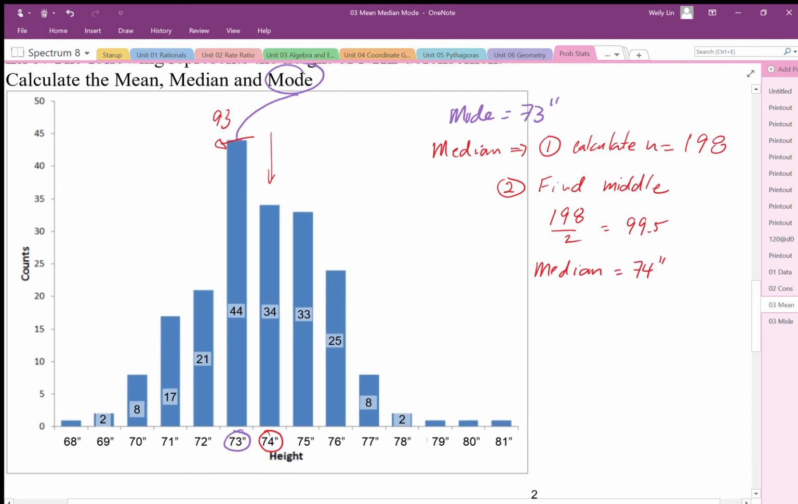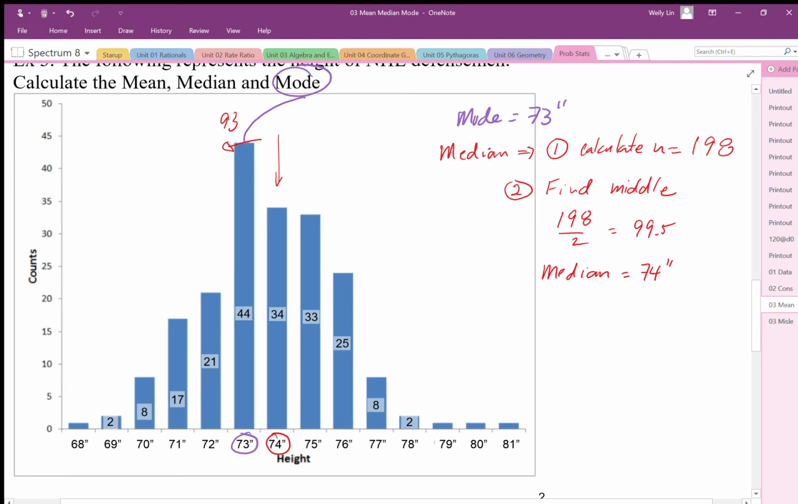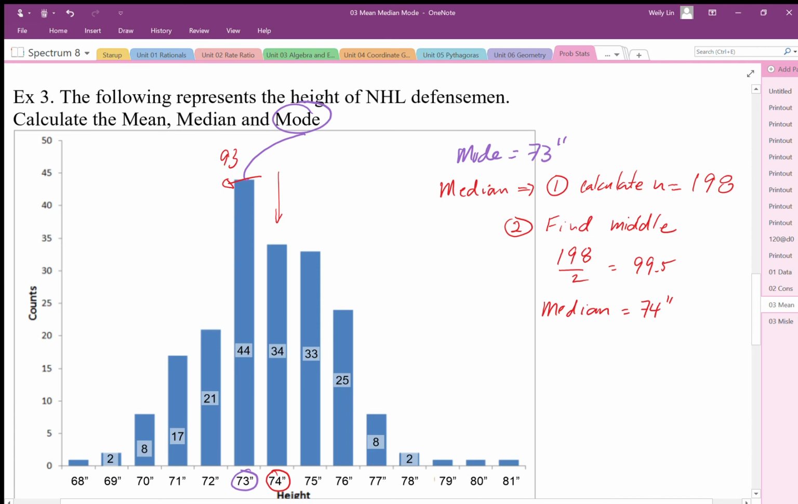All right, going to the mean. The mean in this case is quite a bit of calculating, because we're going to have to calculate the total heights of everyone. And we've identified n now. So for the mean, we need to calculate the total sum of all the heights, and then divide by 198.